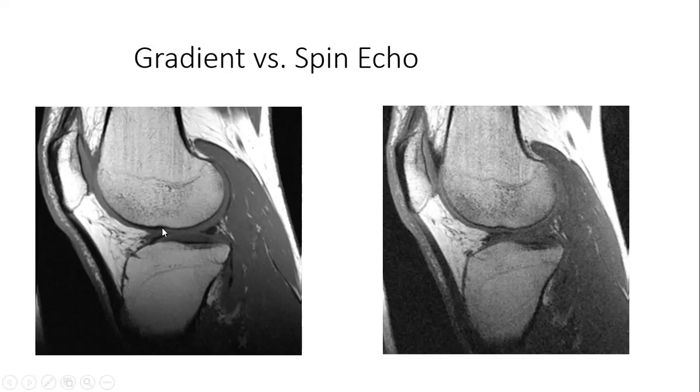And this one here is the gradient echo. You can see this one is grainier, this one is noisier. The one here is noisier than this. So the signal to noise ratio of this is higher. Why is it so? In a gradient echo, because we don't use the 180 refocusing pulse.